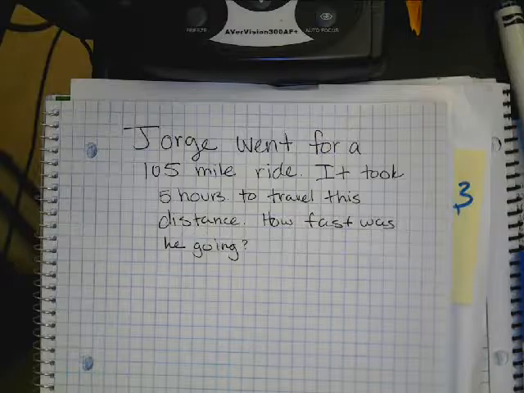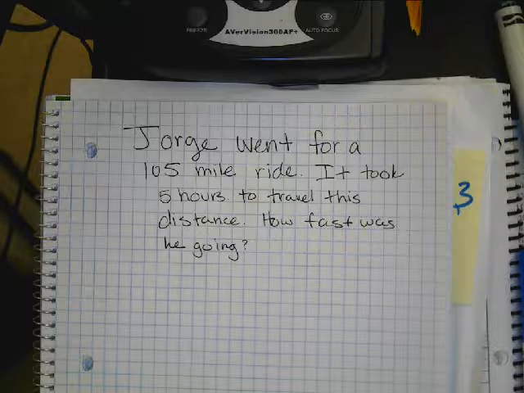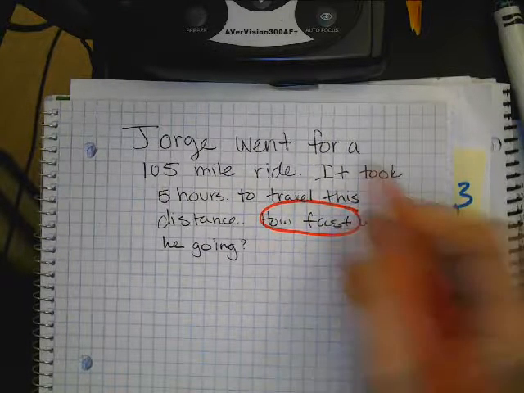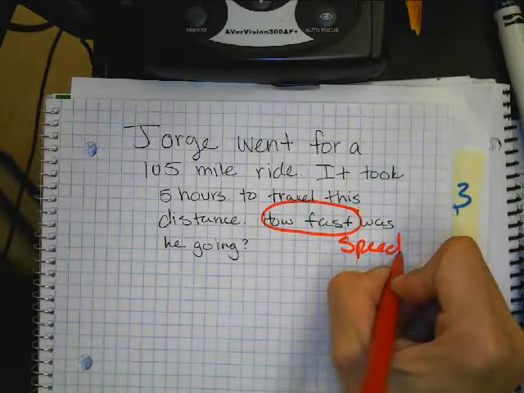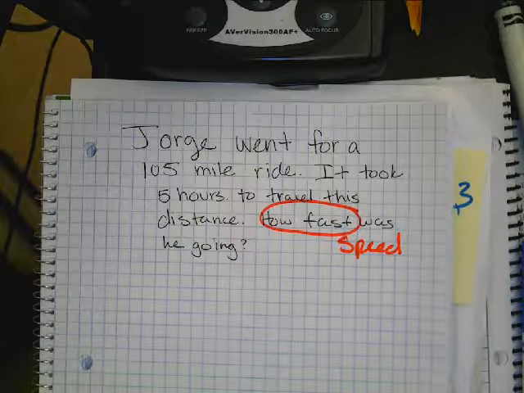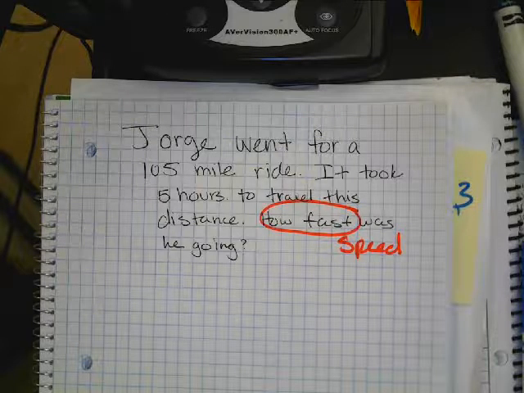So, what am I solving for? How do you know speed? Good. So circle it. It says how fast, so that's speed. So, good job. When it comes to your triangle, what are you going to cover up? The S. So what are you left with? Distance divided by time.